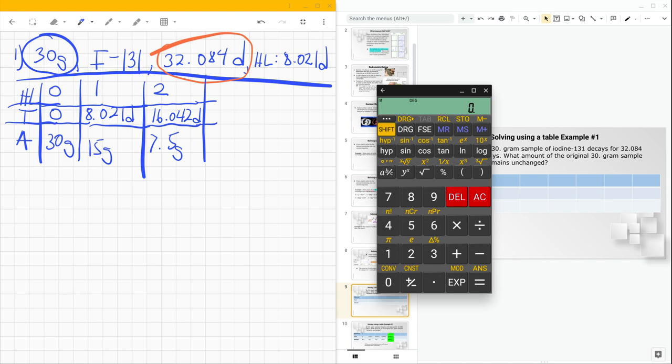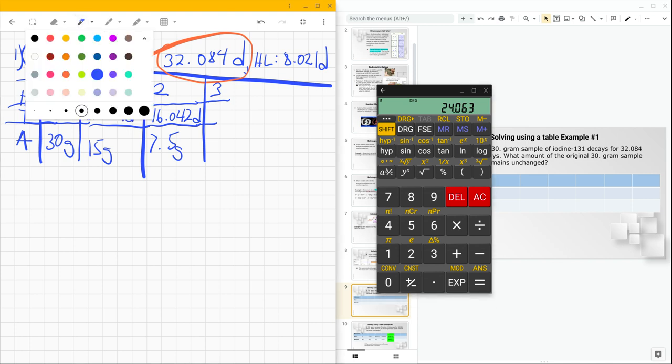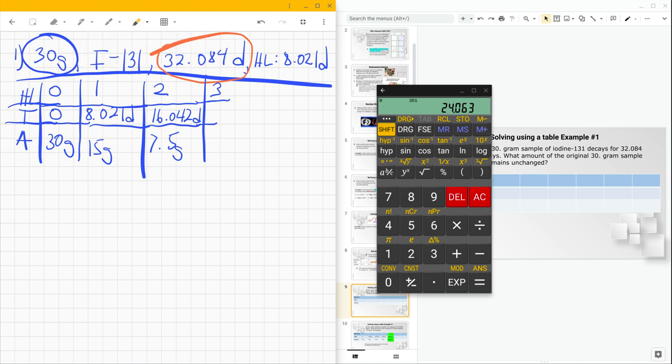So let's do 3 half-lives, and that's going to be 8.021 times 3. Now, do you notice I didn't do 16.042 times 3 because that's not the half-life. This is the half-life. Remember that. The half-life does not change. The half-life is 8.021 days, and that stays constant. So a common mistake I see students make is they'll use the number afterwards. No, you always stick with that number. So 8.021 times 3, or you could think about it as 8.021 plus 8.021 plus 8.021, whatever, right?